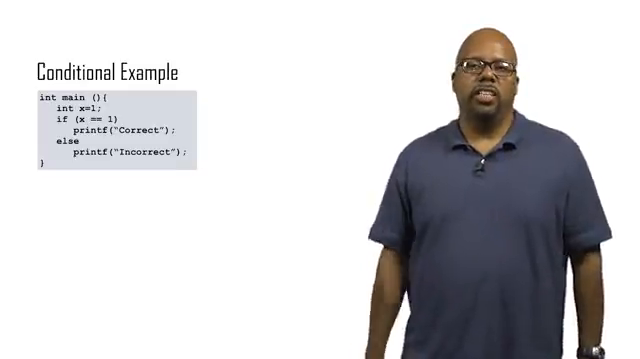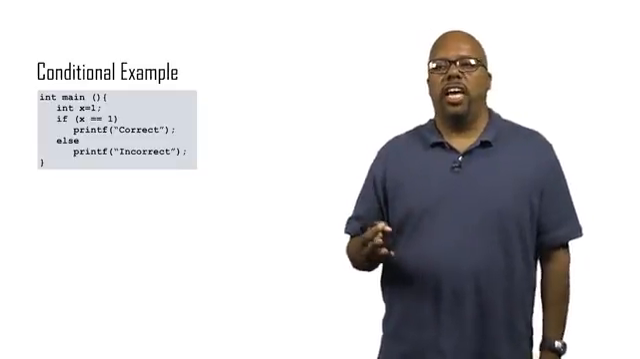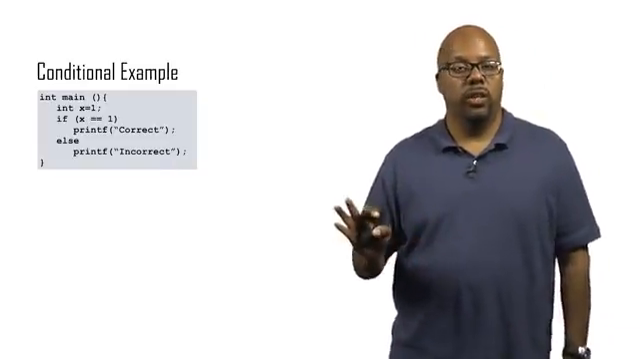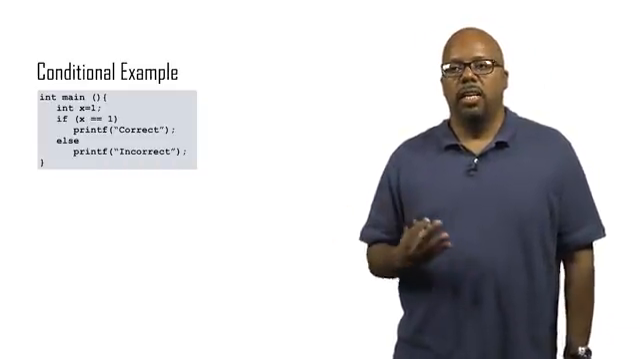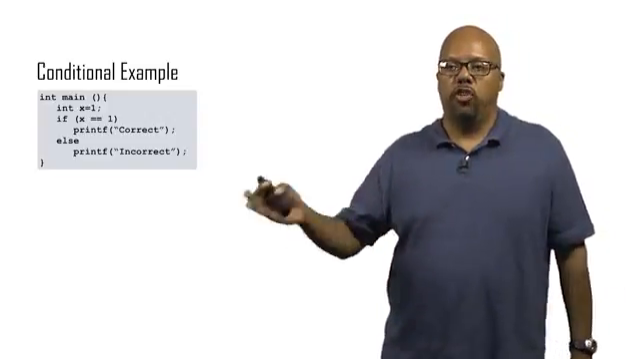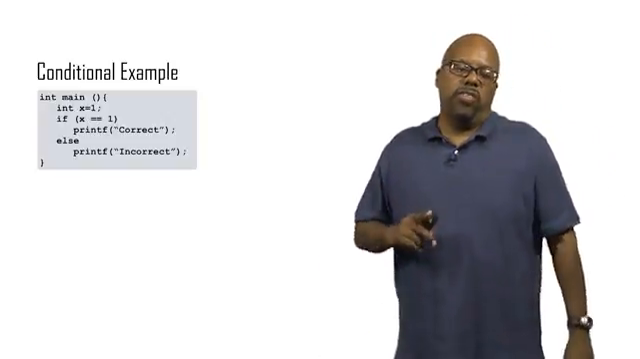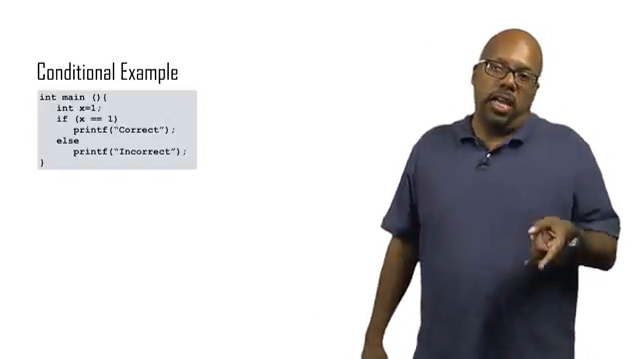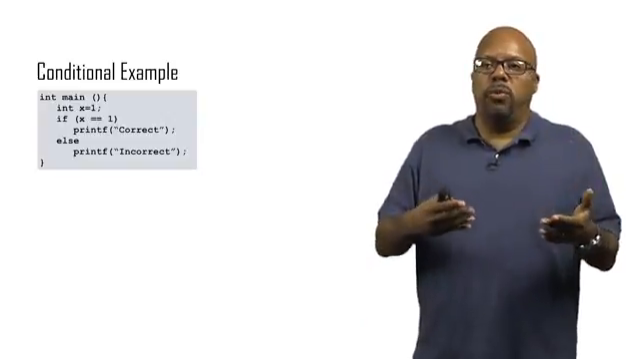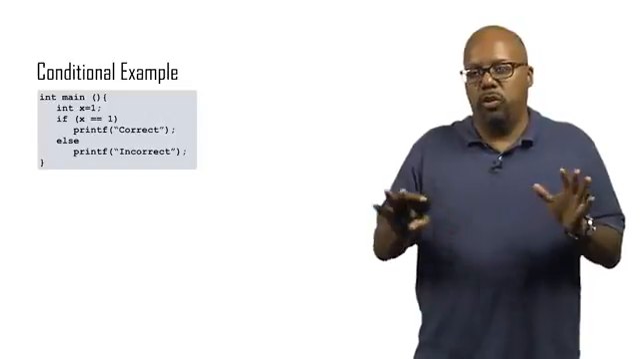Here's a conditional example. We've got a main. We declare an integer x and set it equal to 1, which we can do on the same line: int x = 1. Then if x is equal to 1, which it is, printf correct, else printf incorrect. That's a typical if statement. Statement 1 is printf correct, and else statement 2 is printf incorrect.